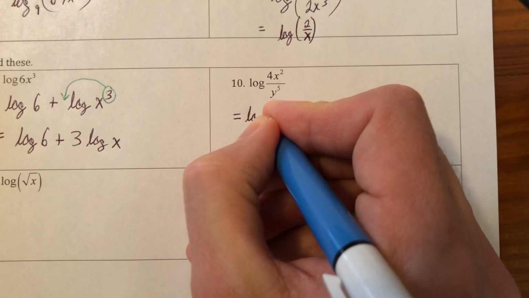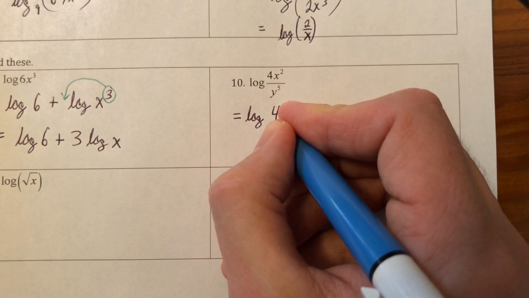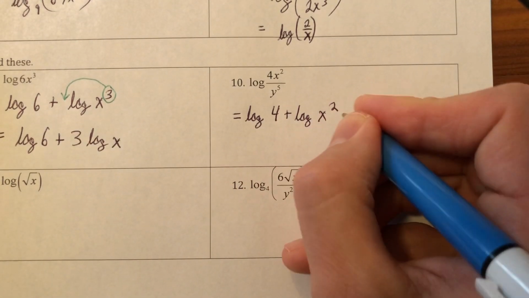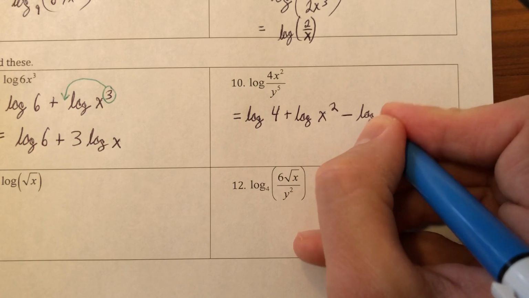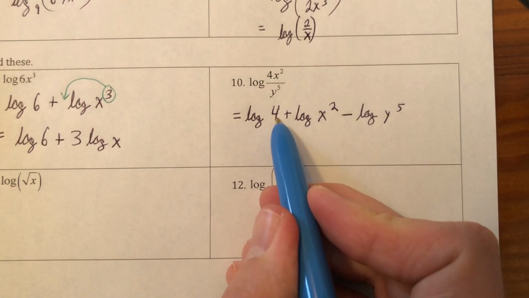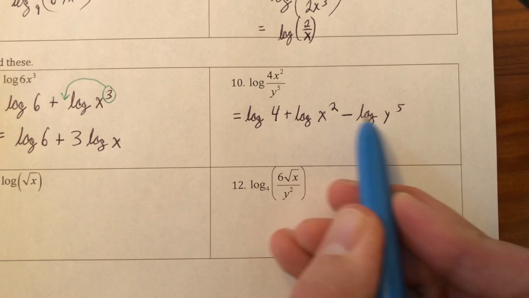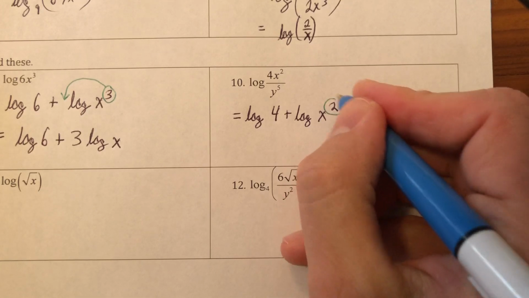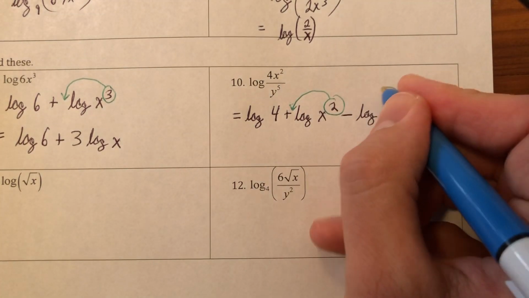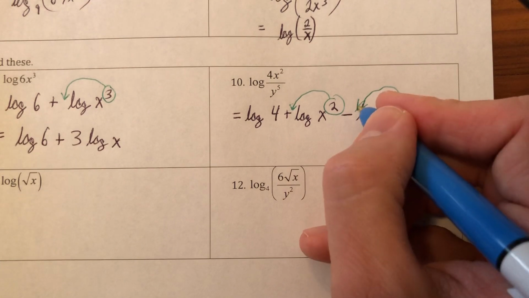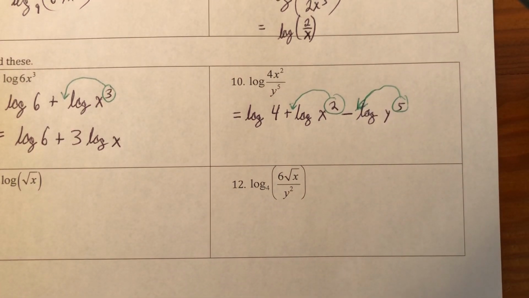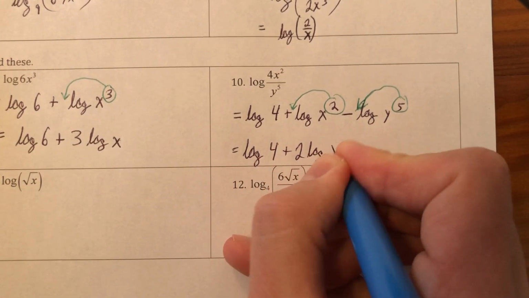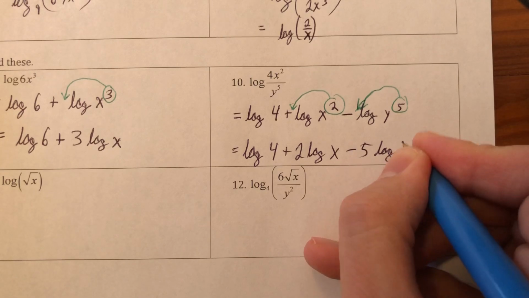This is log of 4, times, plus x squared, divided by another log, y to the 5th. 4 times x squared divided by y to the 5th. And you know what's about to happen, and you don't even have to draw the arrows, but I'm going to put that down here. Whoa, went all over the place. My arrow is going crazy. Final answer, log of 4 plus 2 log of x minus 5 log of y.